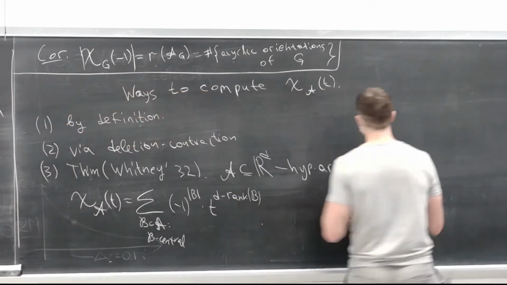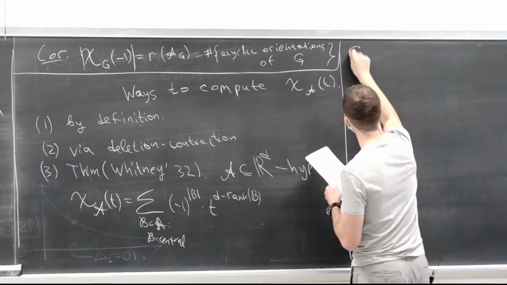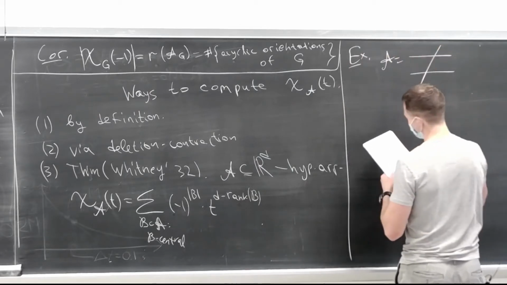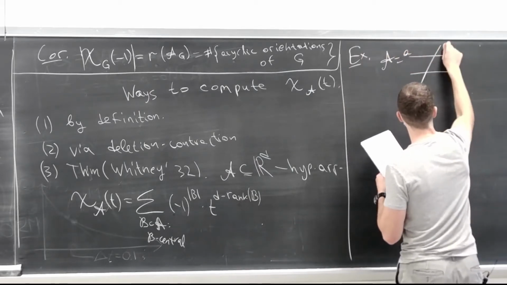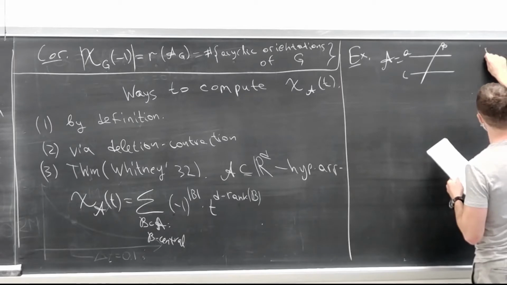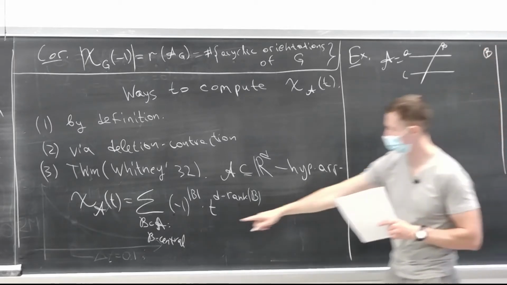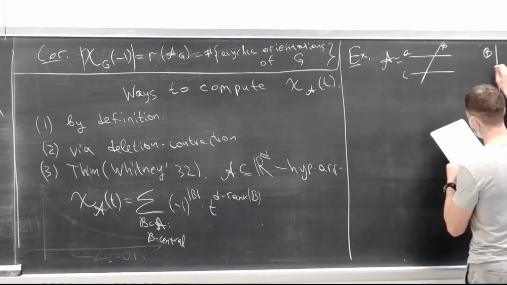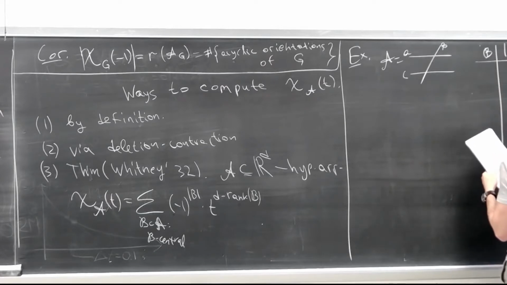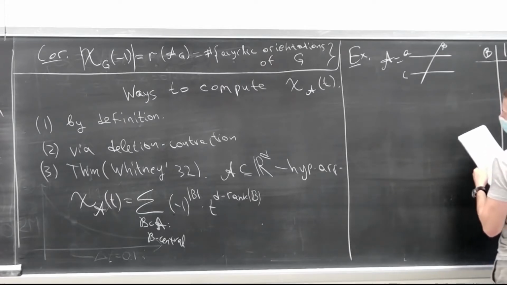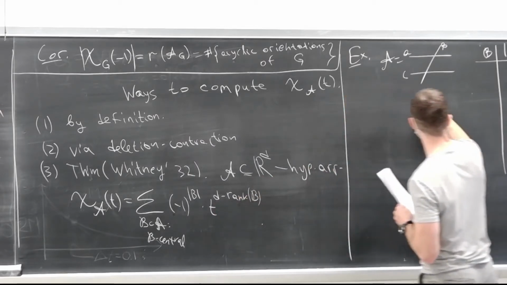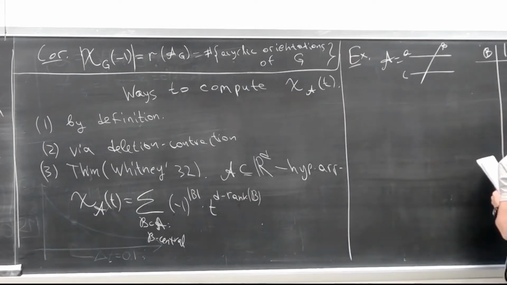So let's try an example. Let's say I have one of our favorite arrangements, which looks like this: A, B, C. I want to record all the subarrangements B in the sum, all central subarrangements: B, the size of B, and the rank. Okay, so what is the coefficient of t? It's t to the d minus the rank, and d is 2 in this case.